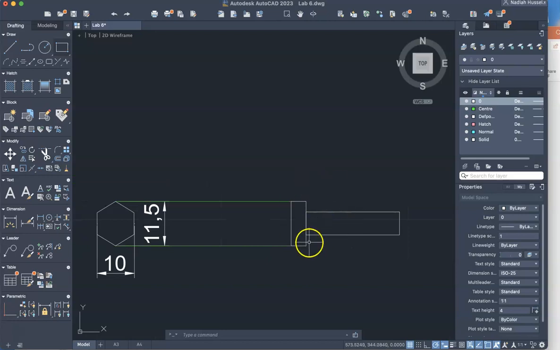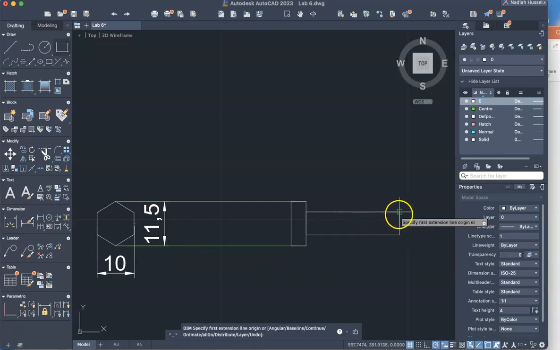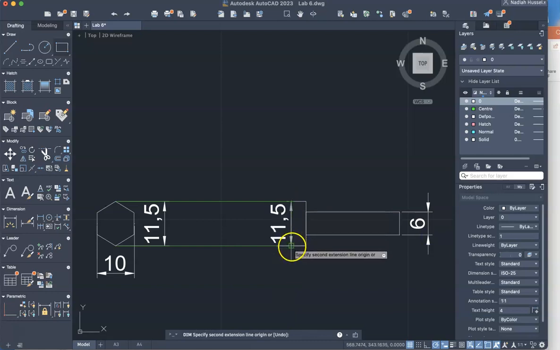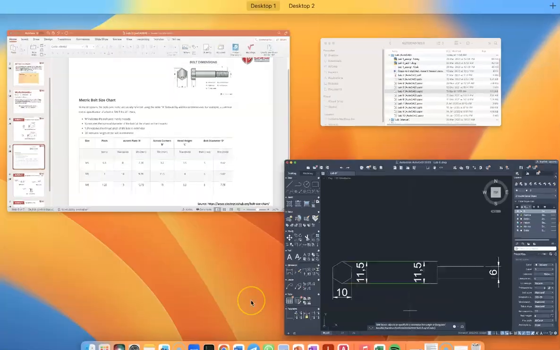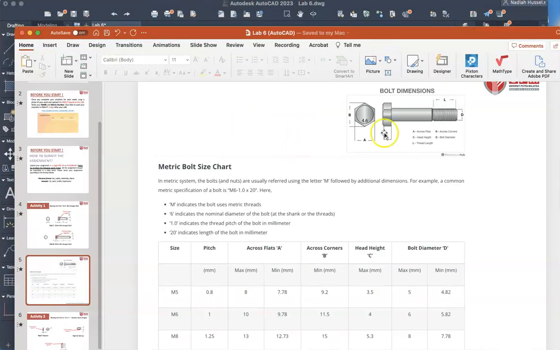So I have that in place. So let's find out the dimensions first. This should be 6, and this should be 11.5. Okay, going back to the slide.